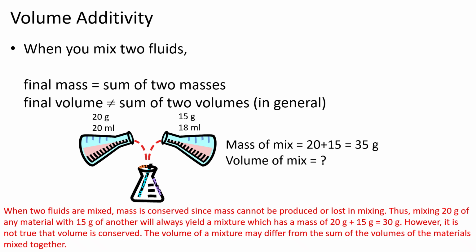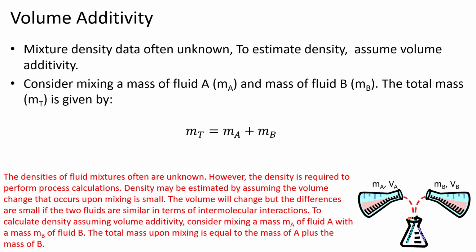However, it is not true that volume is conserved. The volume of a mixture may differ from the sum of the volumes of the materials mixed together. The densities of fluid mixtures often are unknown. However, the density is required to perform process calculations. Density may be estimated by assuming the volume change that occurs upon mixing is small. The volume will change, but the differences are small if the two fluids are similar in terms of intermolecular interactions.